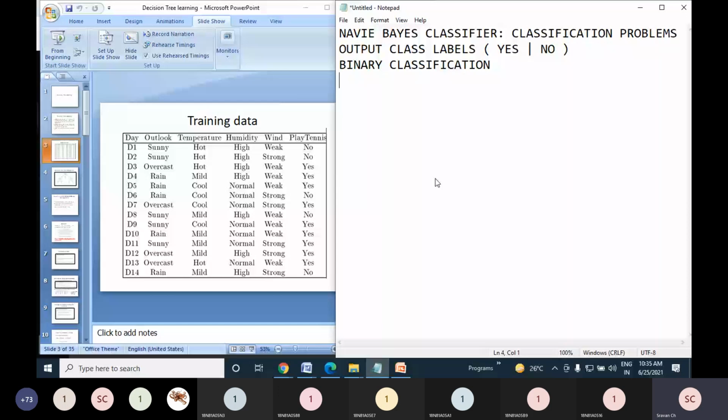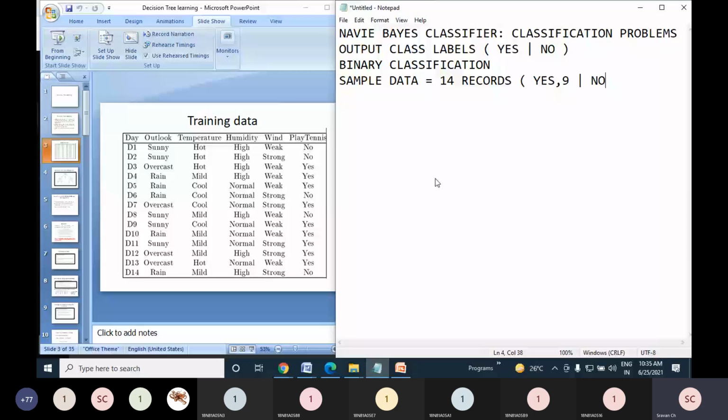So friends, I'll start solving this problem. I have my data set on the left hand side, which you can see on the screen. There are 14 records. It is a sample data, out of which 9 are positive results, meaning yes occurred 9 times, and no occurred 5 times.